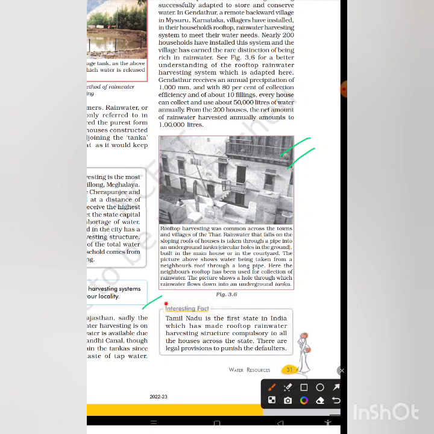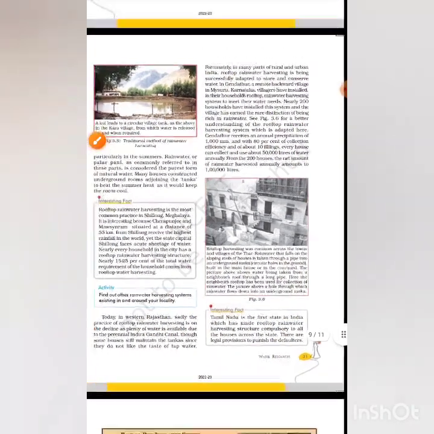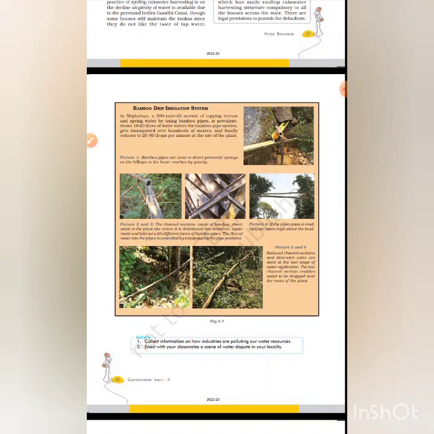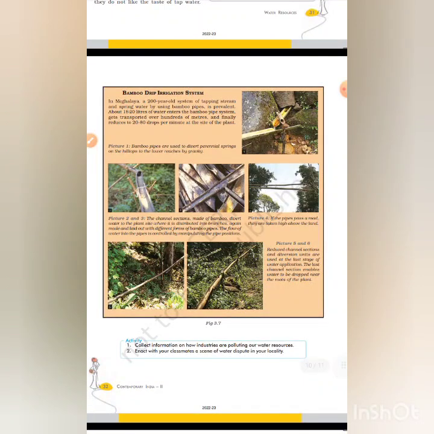Here is another interesting fact. Tamil Nadu is the first state in India which has made rooftop rainwater harvesting structures compulsory for all the houses across the state. There are legal provisions to punish the defaulters. Here figure 3.7 is given of a bamboo drip irrigation system. In Meghalaya, a 200-year-old system of tapping stream and spring water by using bamboo pipes is prevalent.